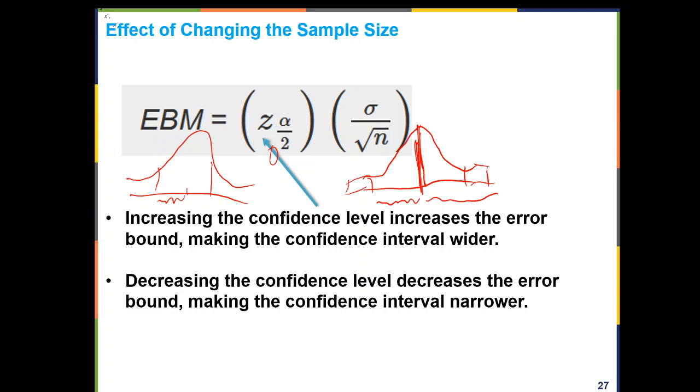All right, if you want to be 100% confident, then you give your interval as negative infinity to infinity, because your Z would be infinity, right? It goes forever this way. So if you want to be more confident, then your Z would be bigger. That means your interval would be bigger. Now, notice that sample size is in the denominator. So if you increase the sample size, then your error gets smaller because it's in the denominator. So if you have a bigger sample size, you have a smaller error.